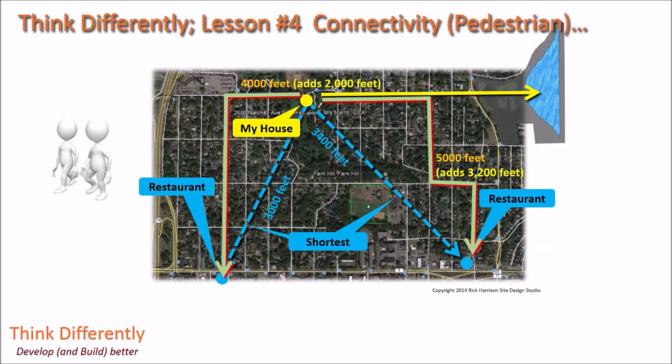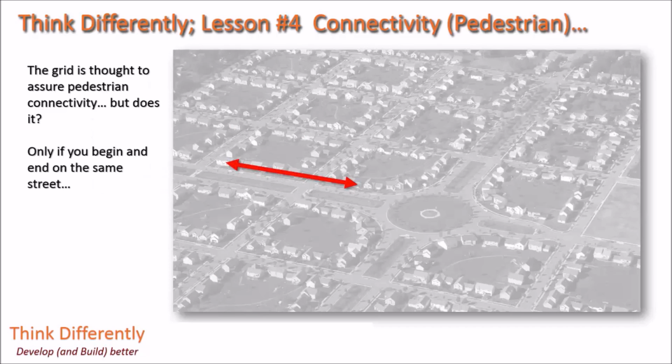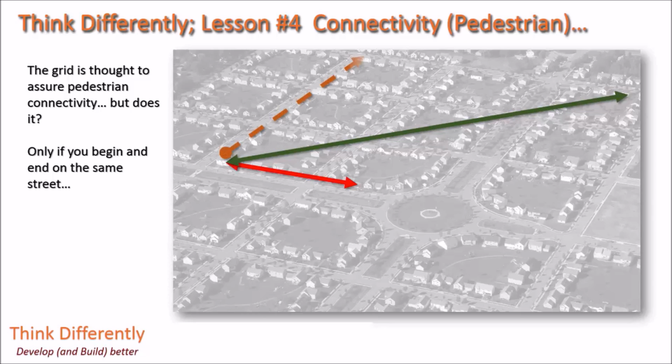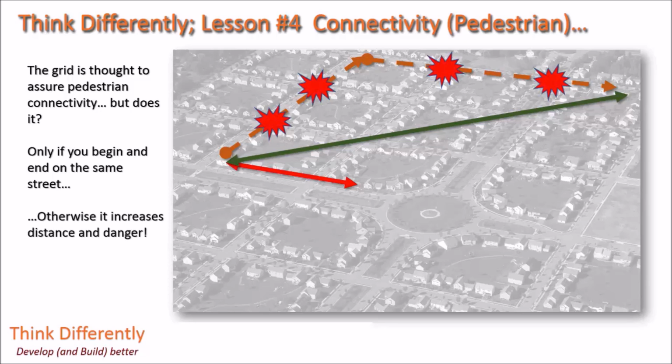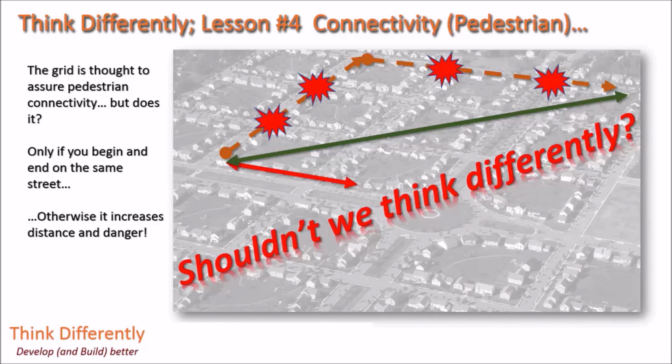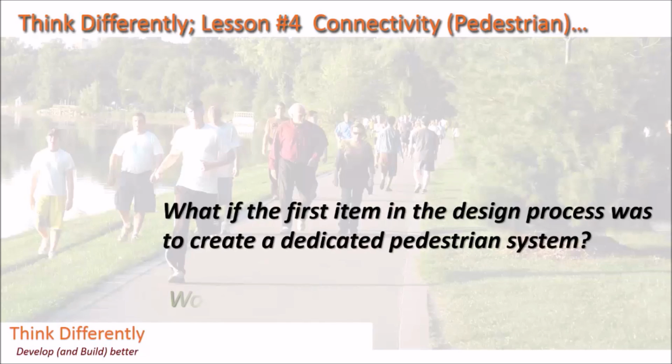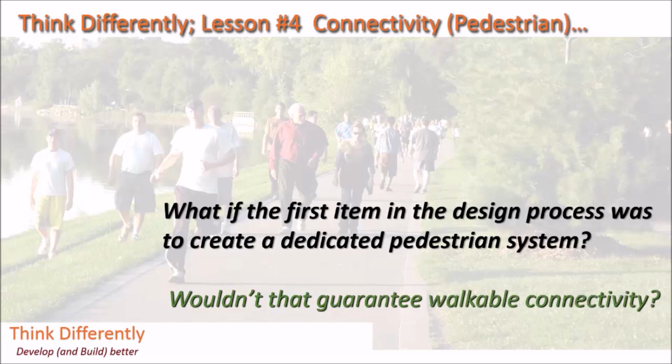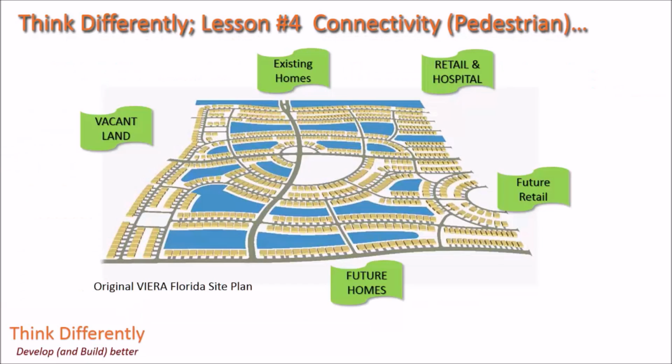So guess what? I am going to drive because of the grid. So the grid does get you the closest distance, but only if you live on or near that street. As soon as you start skewing across the grid to get to your destination, not only is it a much longer distance, but then you've got a lot of vehicular and pedestrian conflicts, and that is a huge problem. So again, it's about thinking differently, and the way to think differently is instead of having the walks simply as a byproduct of the streets, why not design the pedestrian system first? And I'll show you how this works.